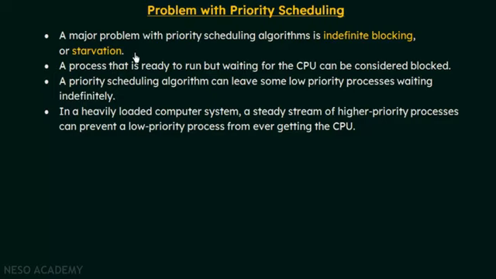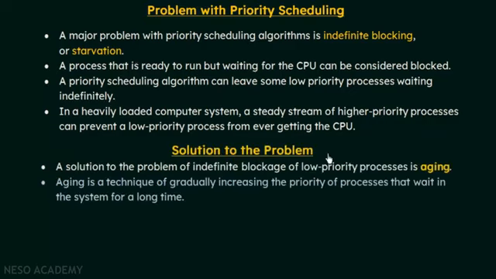Can you think of any solution that we can come up with in order to solve this problem of indefinite blocking or starvation? Here is a solution to that problem. A solution to the problem of indefinite blockage of low priority processes is aging. So what do we mean by aging? Aging is something that we are going to use to solve this problem of indefinite blockage or starvation.